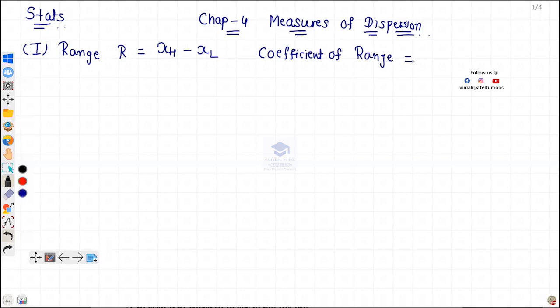Coefficient of range, also known as relative range, is XH minus XL upon XH plus XL.